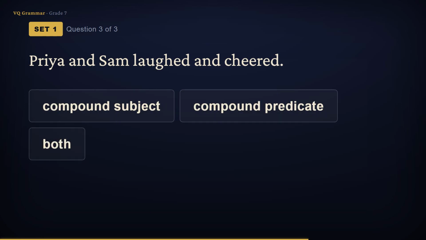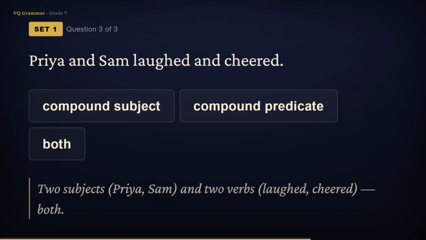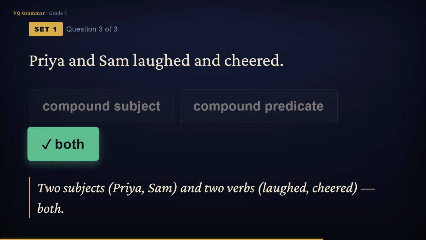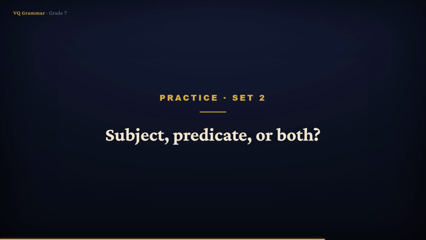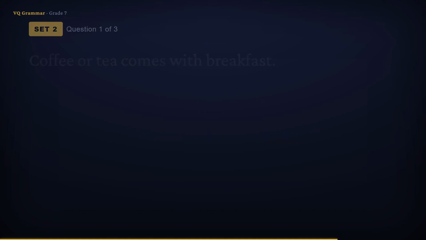Priya and Sam laughed and cheered. Count the subjects. Priya and Sam, that's 2. Count the verbs. Laughed and cheered, that's 2 as well. 2 of each. So the answer is both. 3 more to go. Same plan. Count the subjects, count the verbs, then choose compound subject, compound predicate, or both. Pause and try each one first.